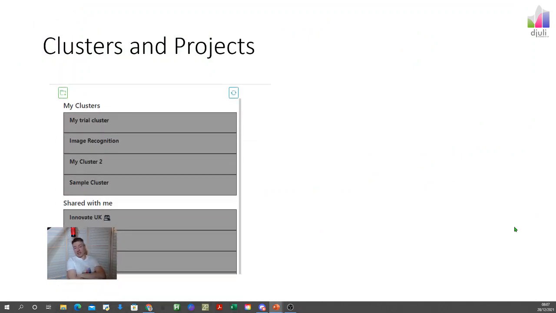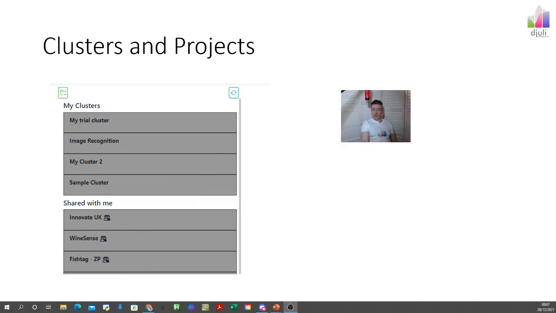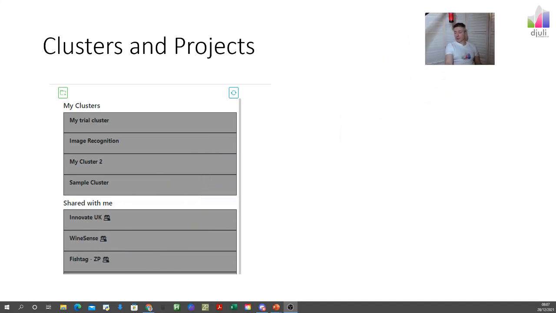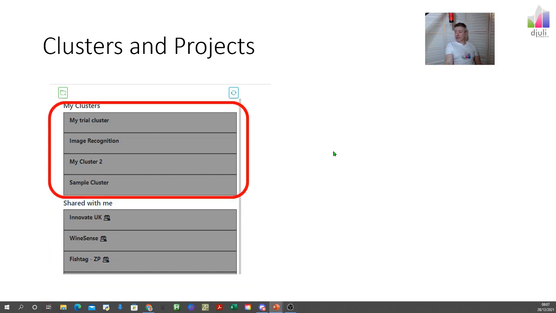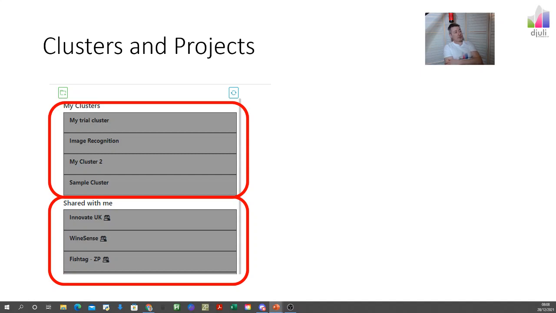So what does this actually look like? These are some screenshots from the djuli database. We have clusters that I own and clusters that have been shared with me. We'll talk about sharing later on, but sharing is really important because the whole point is the ENV, the experimental network value. It's really important to unlock that and maximize that. Sharing is the heart of what we're talking about today. So we have my clusters, and then we have clusters shared with me.